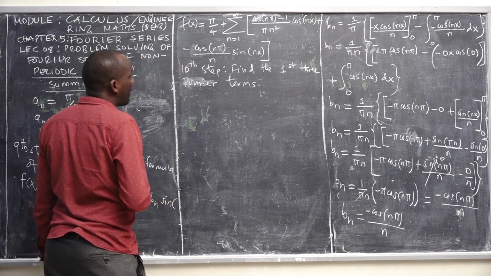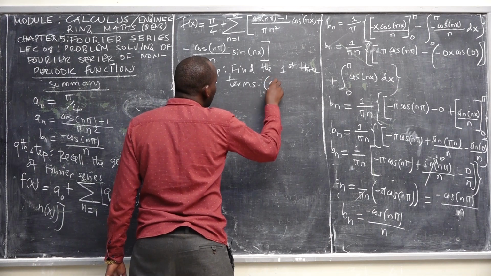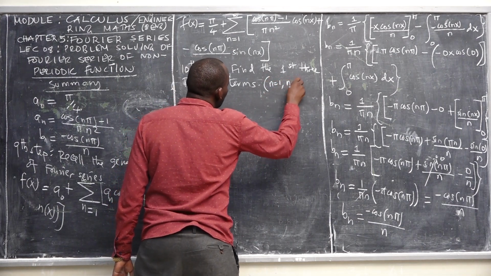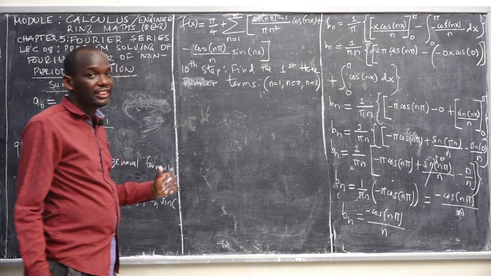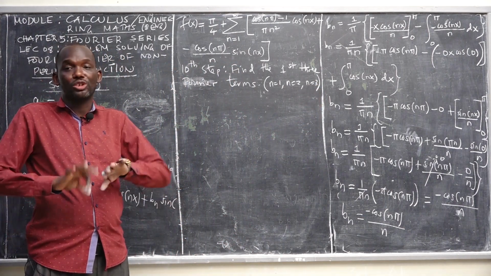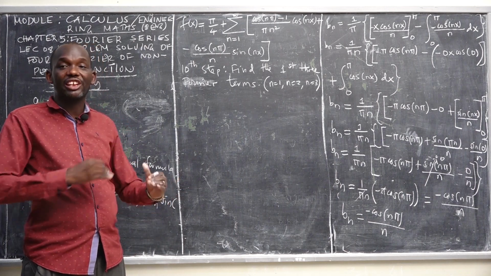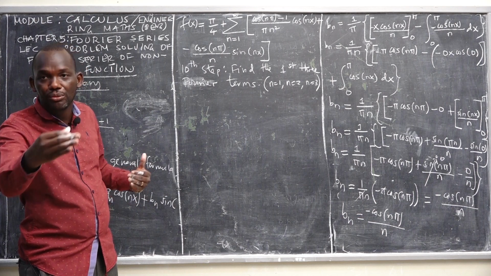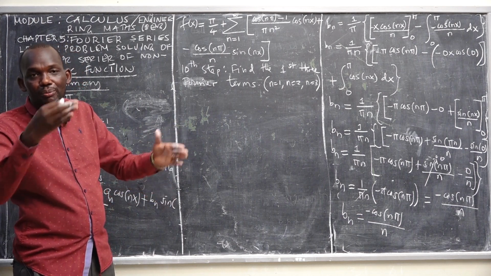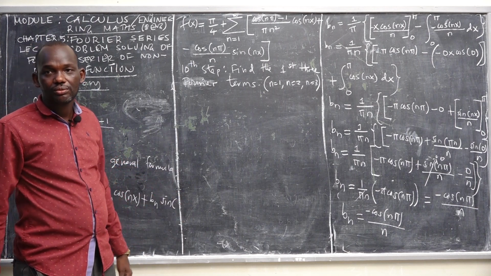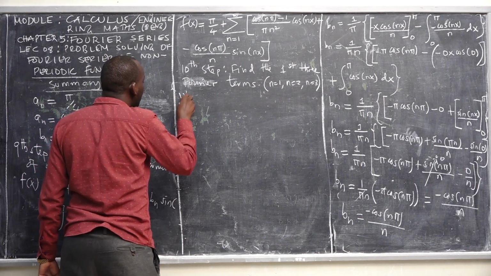Okay, so find the first three Fourier terms. What do we mean? We mean that we have to find for n is equal to 1, for n is equal to 2, for n is equal to 3. You can find even 4 Fourier terms or 5 or 6. You are not limited. But when you have at least 3 terms, you can write a series of terms. You have the first term, second term, and third term, and then plus, dash, dash, dash. Are we together?